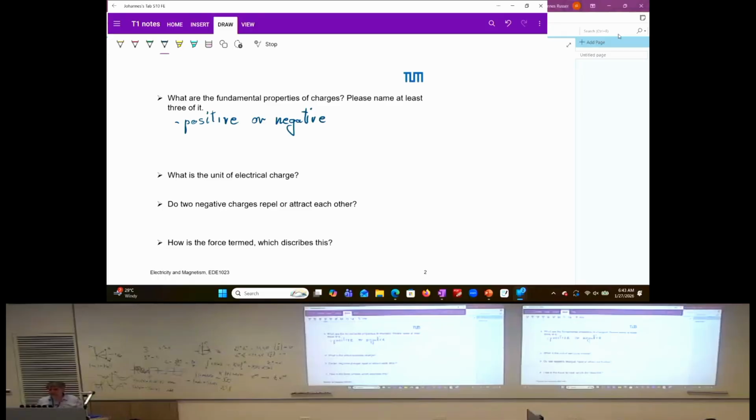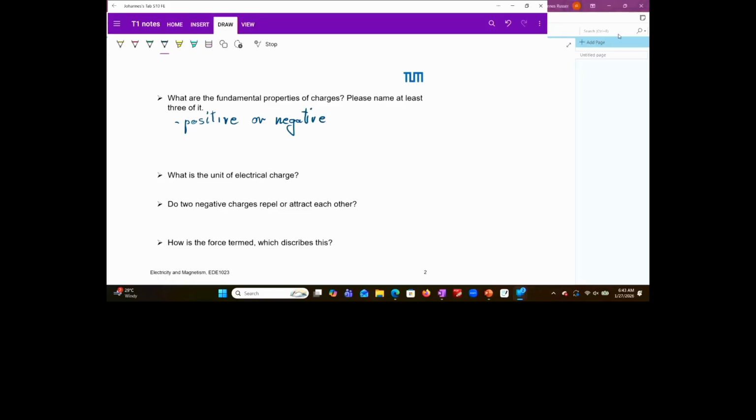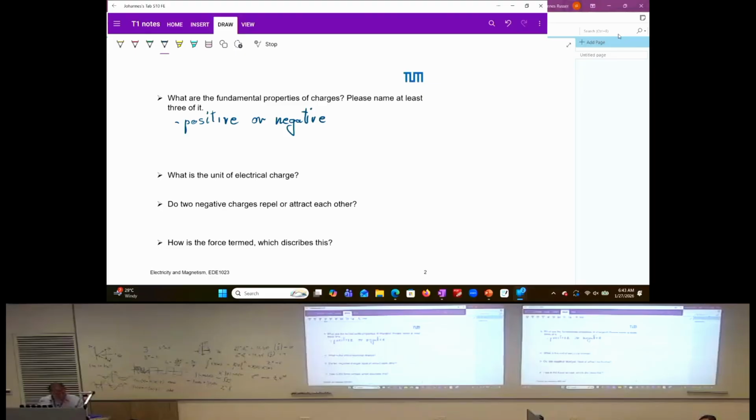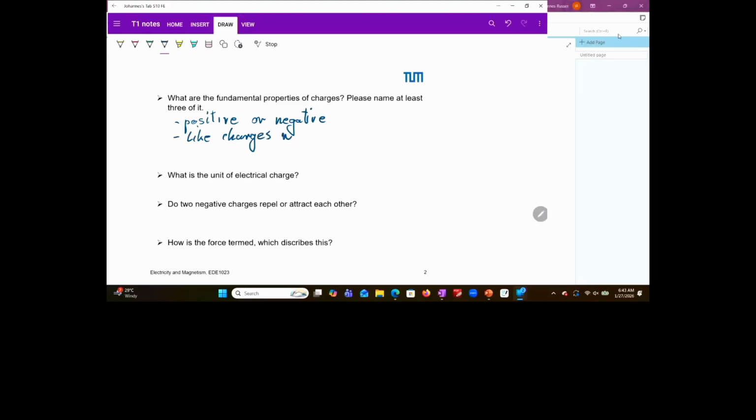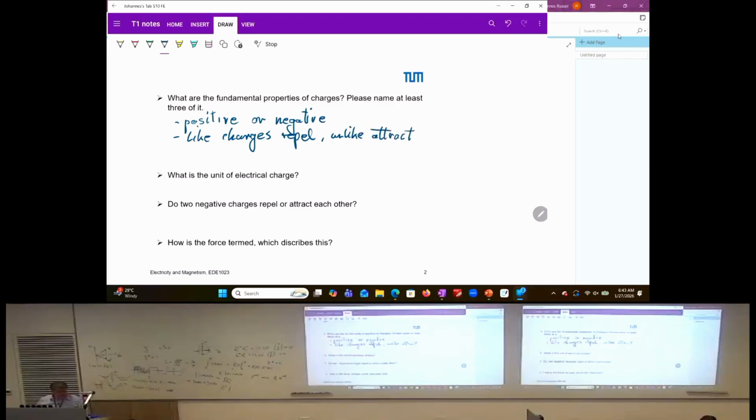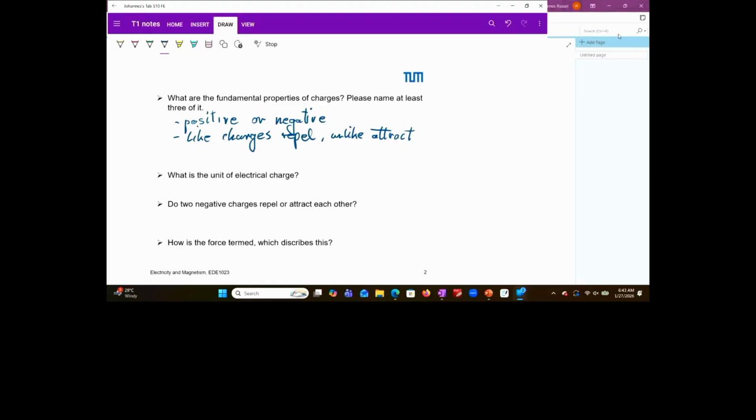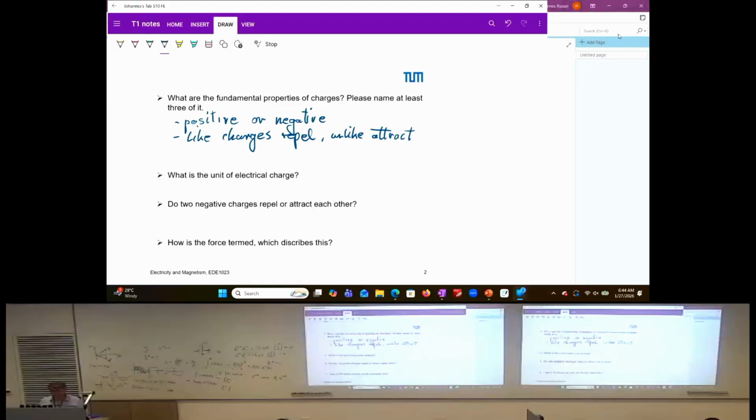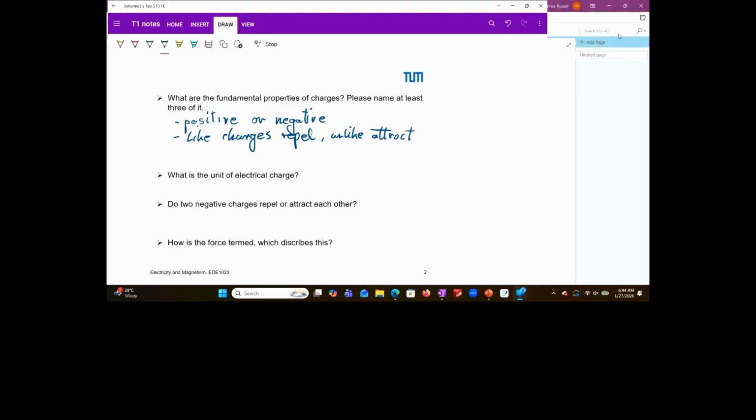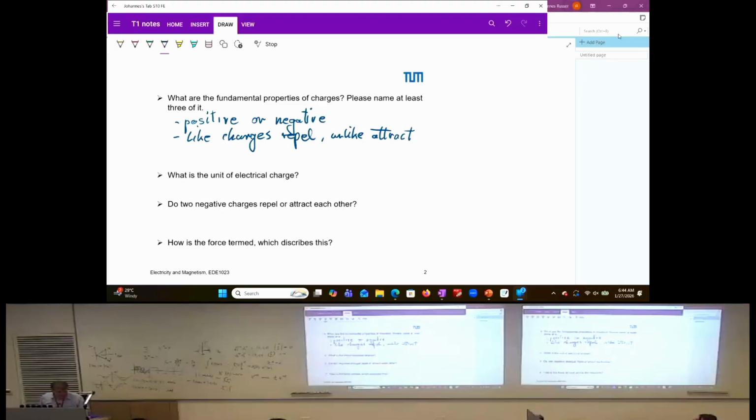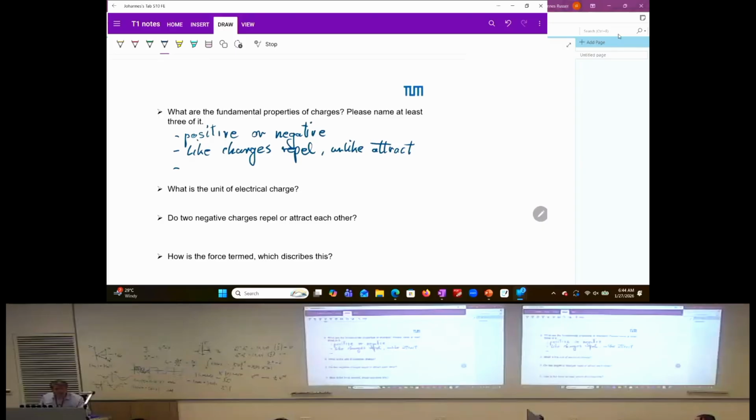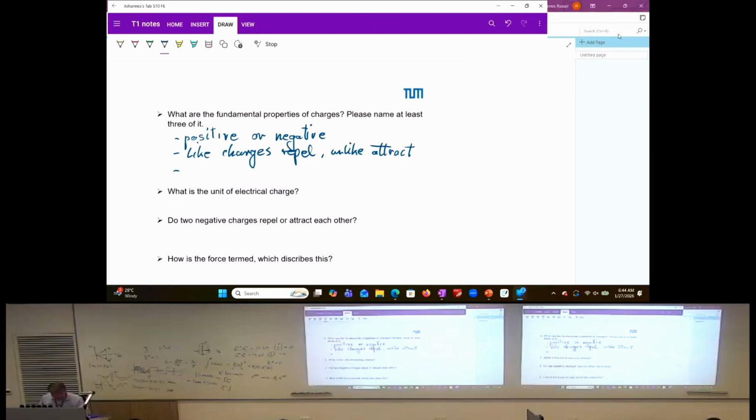Okay, the attraction or the repel, and which ones? Yeah, okay, that's like charges repel, unlike attract. And what else can you say about charges? I mean, if you think about how large is such a charge? Yeah, it's quantized. That's the correct answer. Charge is quantized. So we have elementary charge, and whatever charge you have is always a multiple of this elementary charge. Thank you.